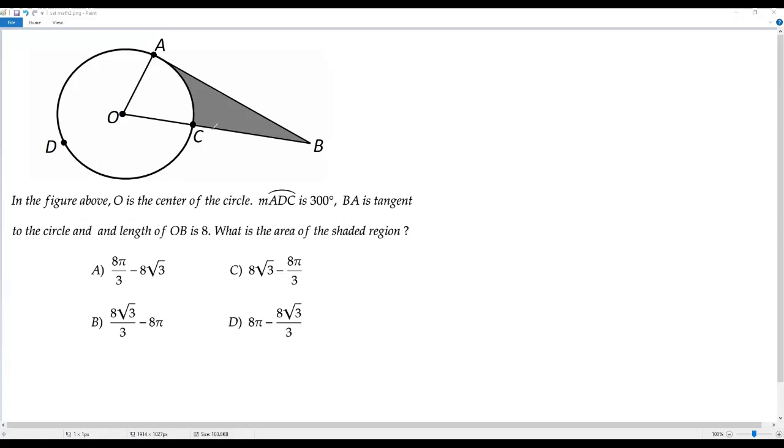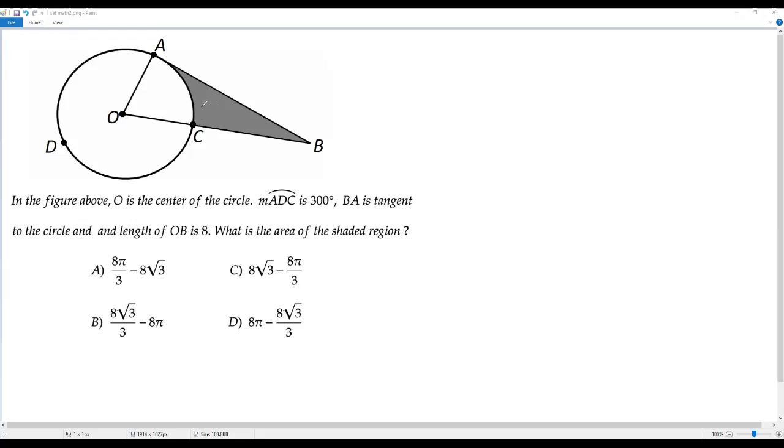Okay, using the given information, we have to find the area of this shaded region. My idea is that first we have to get the area of this triangle OAB. Once I get the area of this triangle OAB, I can subtract the area of the sector OAC over here. When I subtract the area of this sector from the area of the triangle OAB, I'll be getting the area of the shaded region.